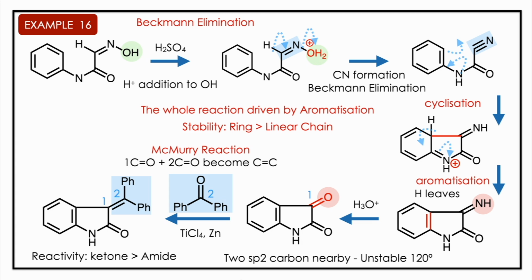You are doing acid hydrolysis, which converts it into diketone. Then you are using phenyl ketone with McMurry reagent, which is titanium tetrachloride and zinc. It forms a coupling reaction, forms the alkene. The whole organic conversion is dictated by Beckmann elimination and the coupling reaction. The concept you have to learn here is Beckmann rearrangement can be a part of an organic conversion reaction.